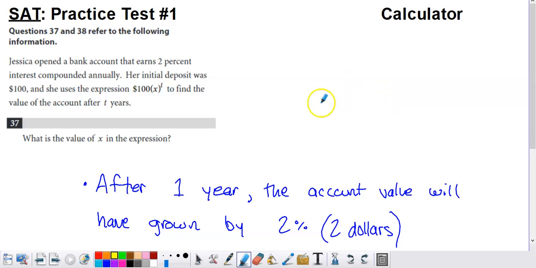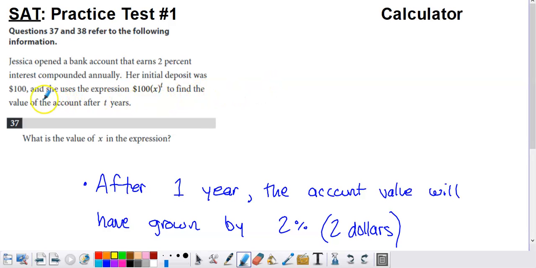So the final two grid-in questions in this SAT practice test we've been going through involve the same setup, right? 37 and 38 both involve this little paragraph right here. It's talking about Jessica opening a bank account compounded annually, meaning she's only paid interest at the end of every calendar year, not at the end of every month, not at the end of every week or day.